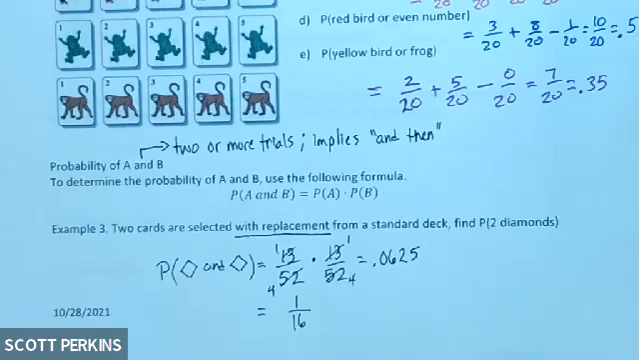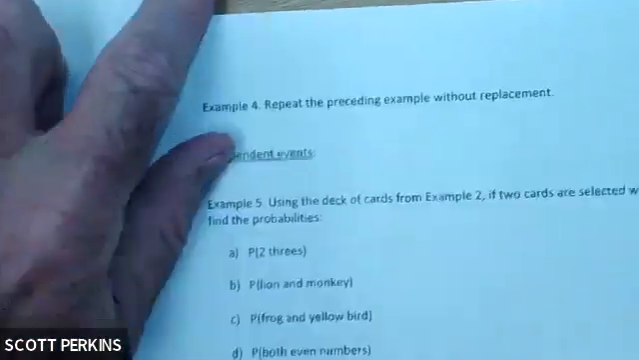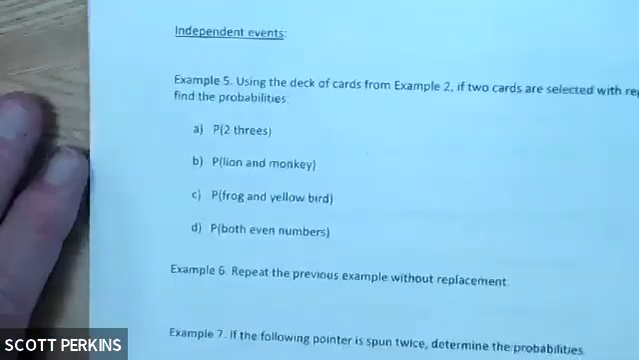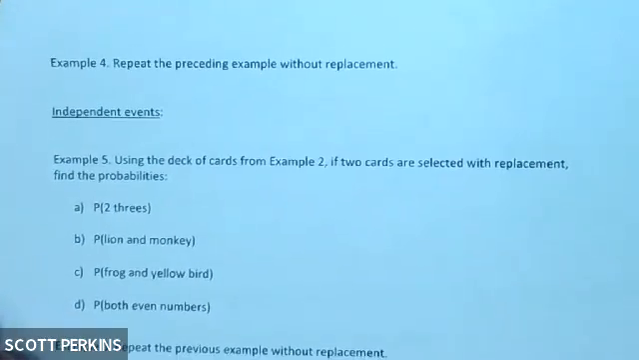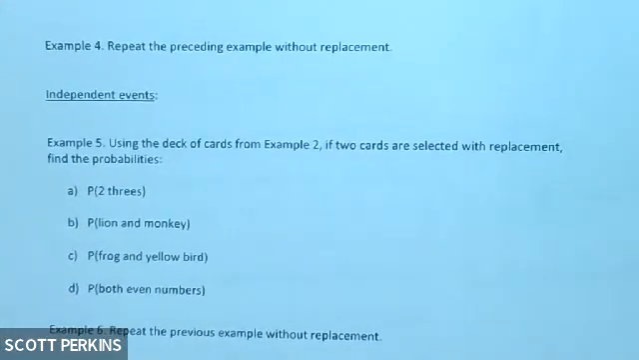Are you with me on how we did that? Because you're going to repeat this exact problem, example 3, except you are going to do it without replacement. That's the problem at the top of the next page, example 4. I want you to find now in example 4 the probability of 2 diamonds, but this time you are not replacing the card.